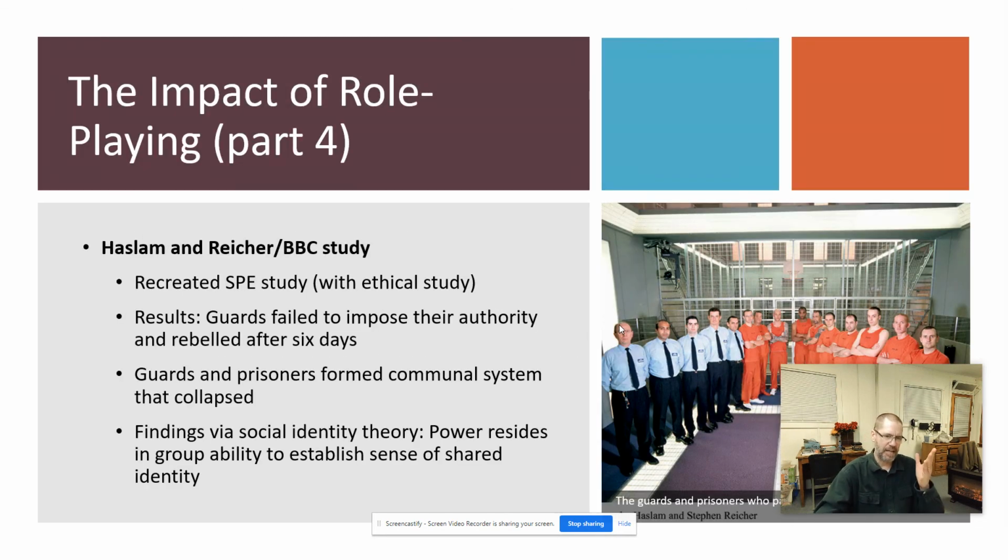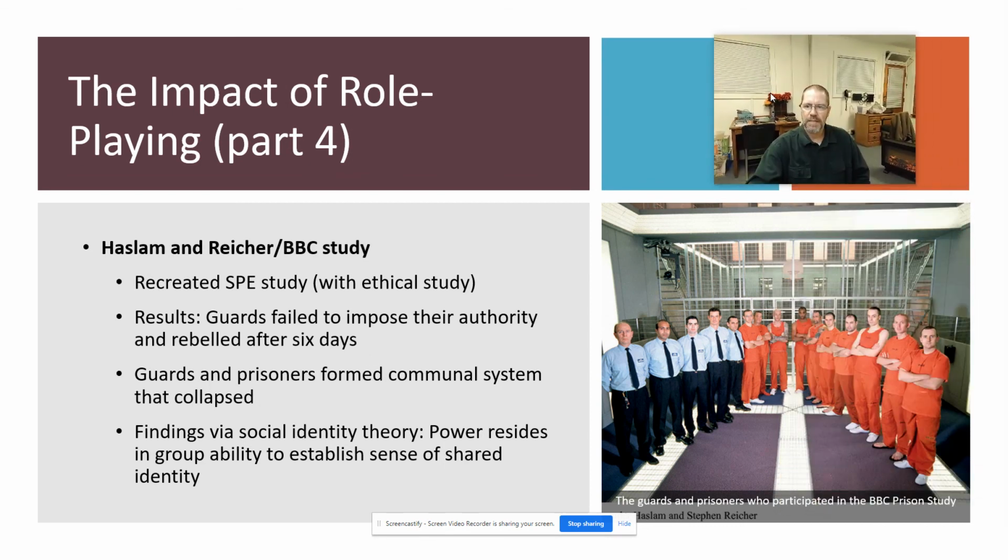There's Haslam and Reicher. This is Alexander Haslam and Stephen Reicher. They tried to revisit this, and I don't know what year it was, but it was recently. So let's revisit the SPE, the standard Stanford Prison Experiment. Let's do it, and let's just see if Zimbardo's conclusions hold out. So they really replicated it. And what did they find?